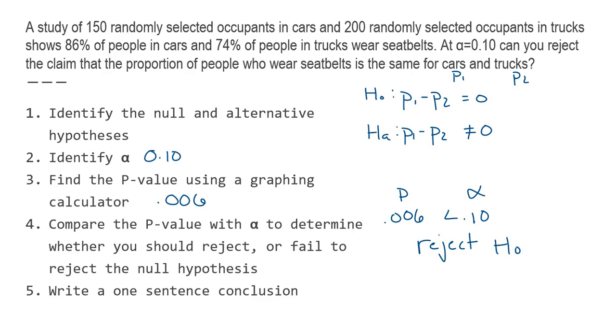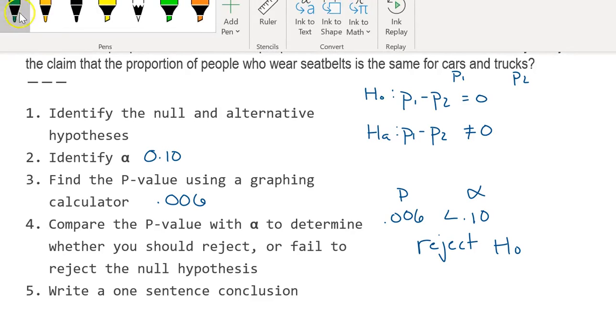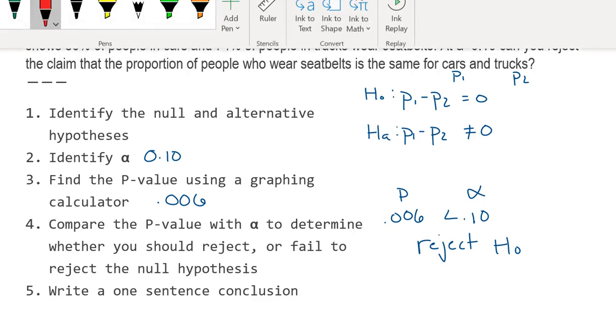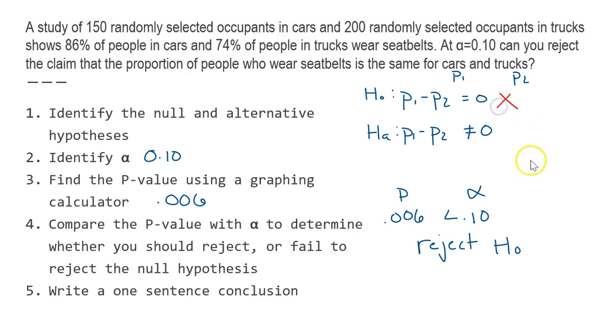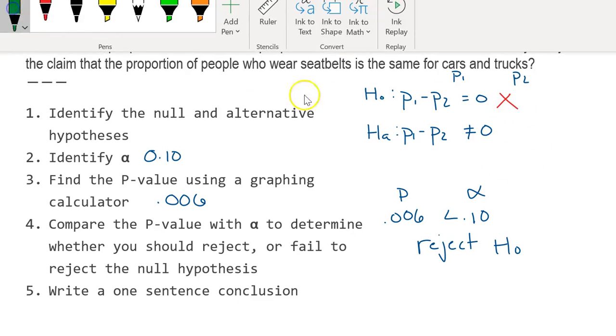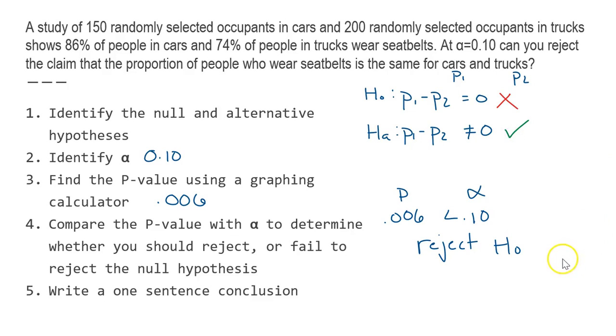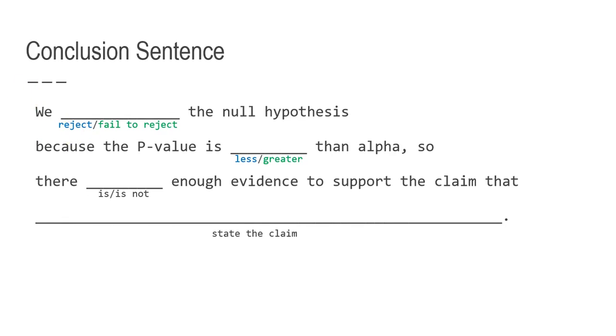All right, so let me get some colors here. Okay, I am rejecting the null hypothesis. I'm saying I have evidence for the alternative, which is that P1 minus P2 does not equal 0. So when I write my one-sentence conclusion, it's going to be the same formula as before. I'm going to reject the null hypothesis because the p-value is less than alpha. This time we are rejecting, and it asks about rejecting the claim.